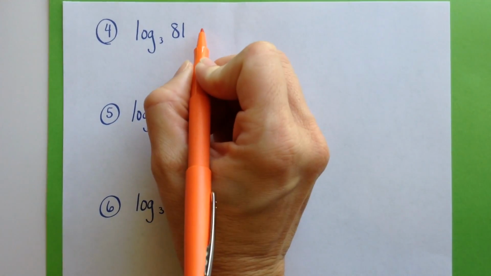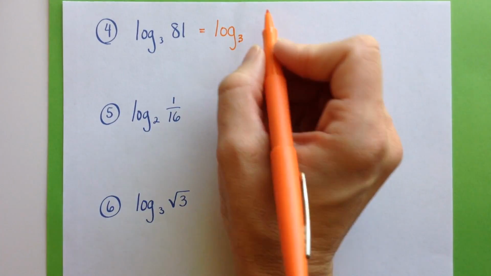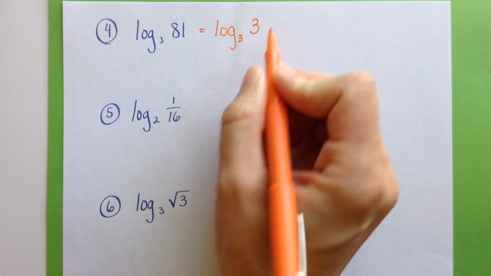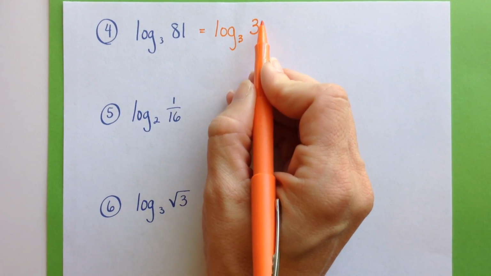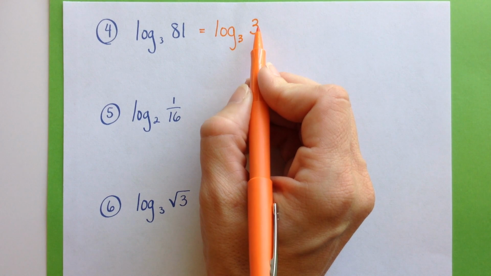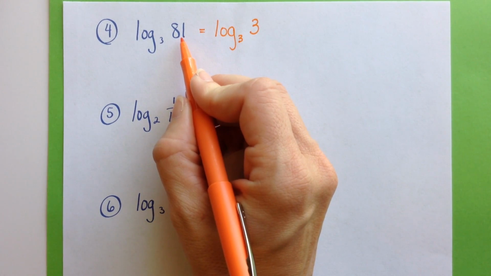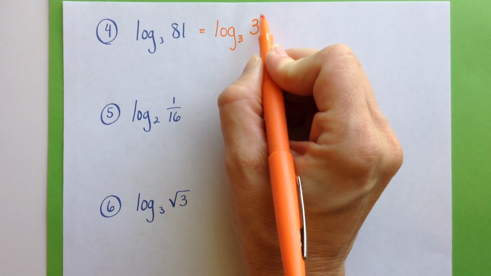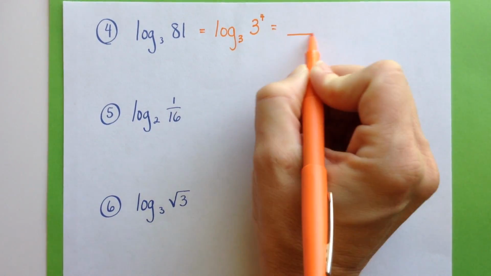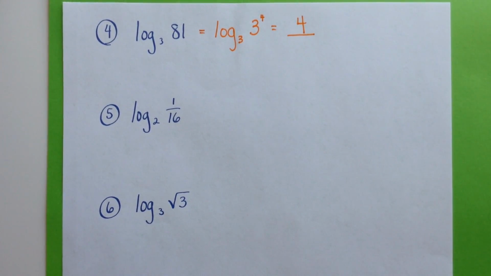So on this one, if I've got a base of 3, then that means that I have to have a 3 in my argument, but to use that property, it has to have an exponent on it. So you just need to figure out 3 to what power is the same thing as 81, which would be to the 4th power. So my answer is 4. So that's what I mean by rewriting it.